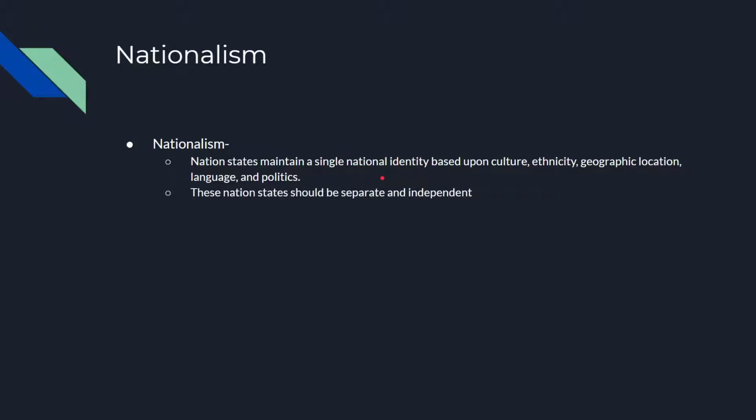These nation states, importantly, should be separate and independent of one another. This type of nationalism grew out of the Latin American revolutions, where people like Bolivar were high on nationalism and actually wanted to create their own Latin nation state within Latin America. This also grew out of the French Revolution. After Napoleon Bonaparte conquered almost the entirety of Europe, everybody wanted to get out from under the thumb of another country. So nationalism grew after the Napoleonic Wars.